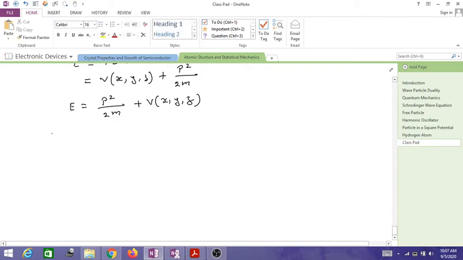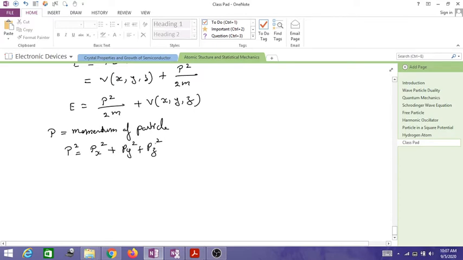We know that P is the momentum of the particle. Since this momentum is not restricted to two dimensions, it is a three-dimensional momentum. So we will consider the momentum P square in three dimensions. I can write this P square as Px square plus Py square plus Pz square.